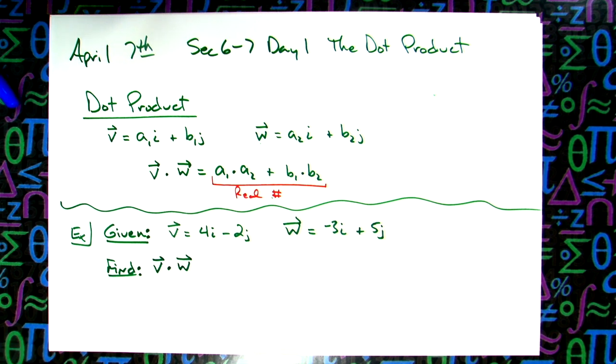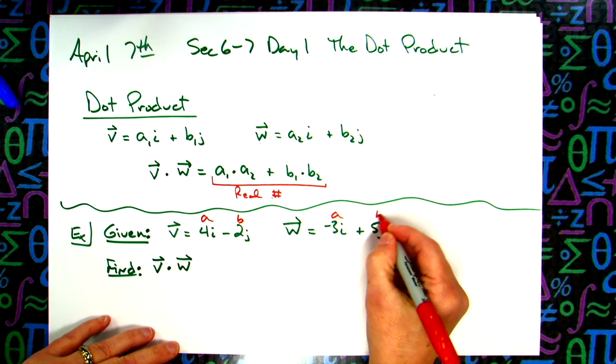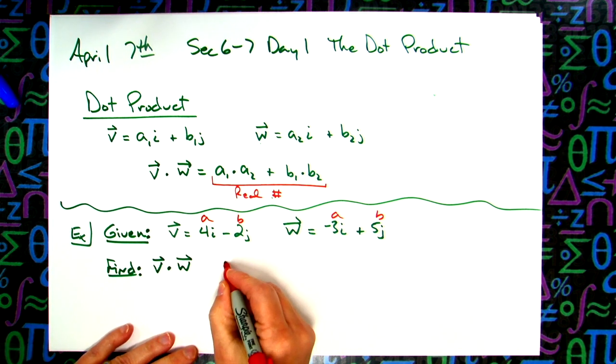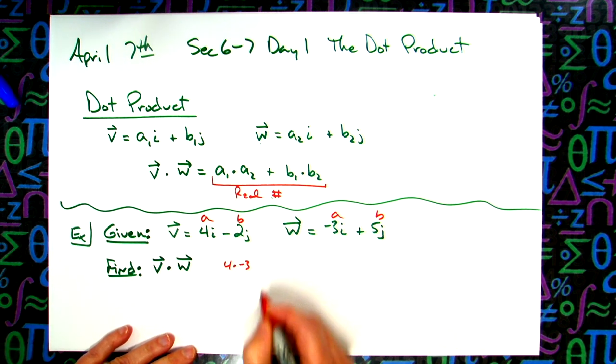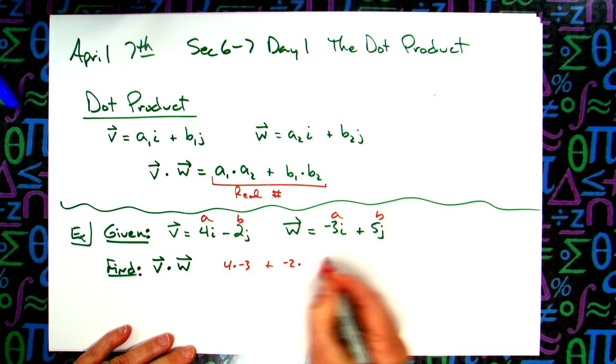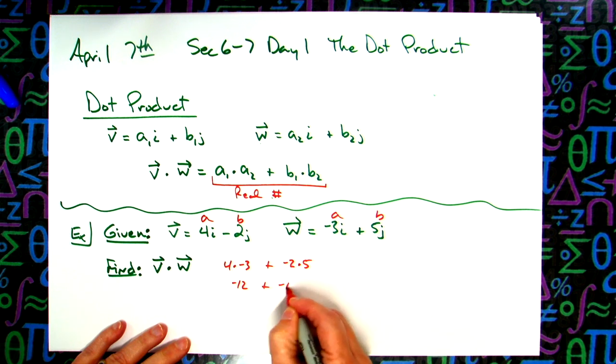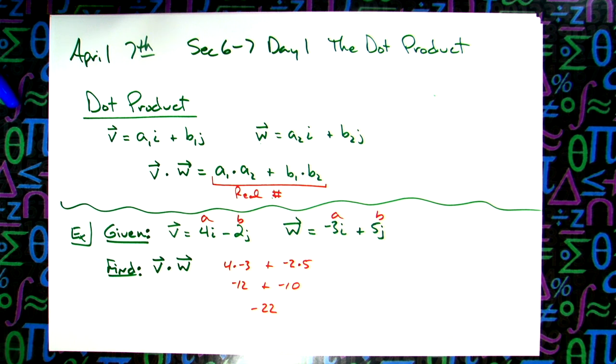Pretty straightforward. Okay, so I'm going to take my, this is a, this is b, this is a, this is b. So, can we do the math? 4 times a negative 3. We're going to add to that a negative 2, don't drop the negative, times a 5. Good so far? Negative 12 plus negative 10, so negative 22 if I didn't make a mistake. Okay. So see, simple. Not everything has to be hard. That actually is the dot product because I took the two vectors and multiplied them.